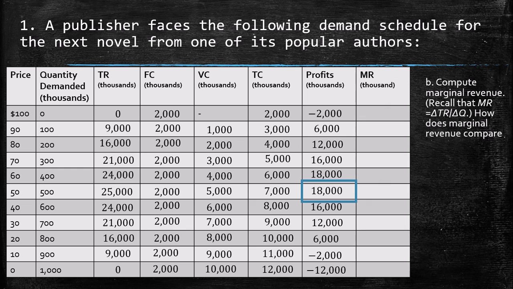Okay, then B, marginal revenue. Recall that marginal revenue is equal to, in the numerator, delta total revenue, in the denominator, delta Q. How does marginal revenue compare? First, before explaining that, we need to remember that marginal revenue is how much your revenue is going to change once you sell an additional unit. This is the basic definition.